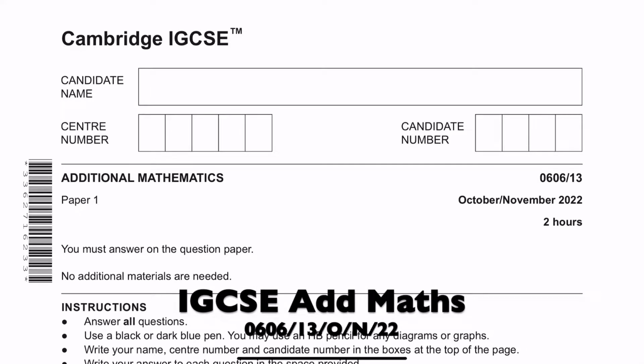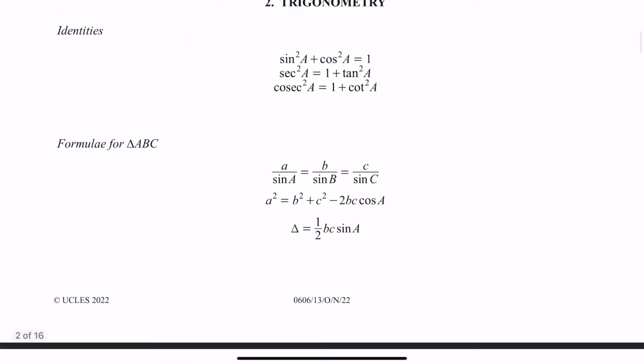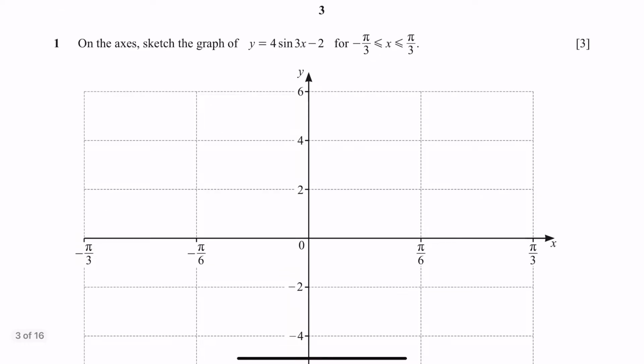Hi guys, today we're going to be looking at Cambridge IGCSE Additional Mathematics, October-November 2022, Paper 1-3. So we're going to start now. First question is about graph sketching. So we need to sketch the graph of this equation.